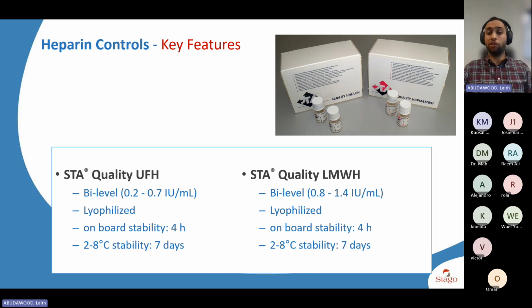Now, a small point about the QCs. The QCs are stable around 4 hours on board, but the important point is that they are stable around 7 days at 2 to 8 Celsius, which means you don't have to reconstitute a vial every single day. You just reconstitute it, it's stable in your fridge for 7 days of use, reducing, of course, wastage, reducing cost, and making things more convenient for you to run, especially when you have urgent requests. You don't have to reconstitute the reagent, the QCs, all of it is ready there.